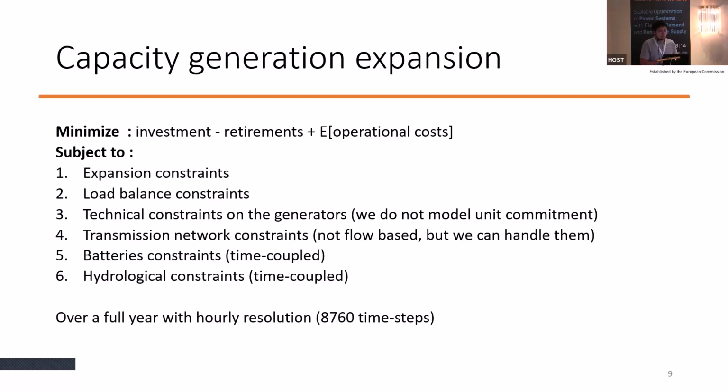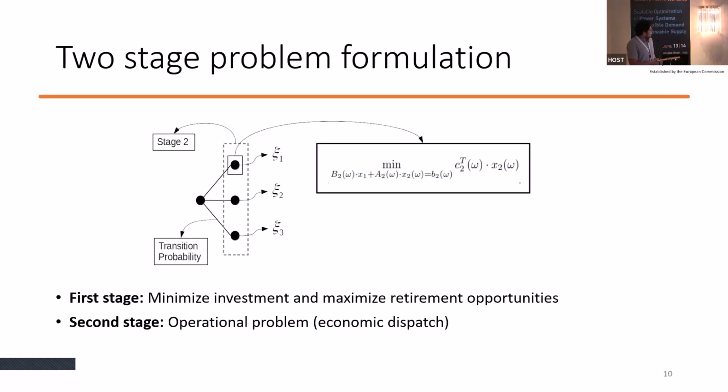And what we want to do is to model this problem over a full year with hourly resolution. So this means that we are going to have 8,760 time steps. So this is the basic problem that we are interested in solving. As you can see, this problem is just a two-stage stochastic problem. In the first stage, we want to minimize investments and maximize retirement opportunities. And in the second stage, we are going to have our operational problem. And this operational problem is what is commonly just called the economic dispatch problem.